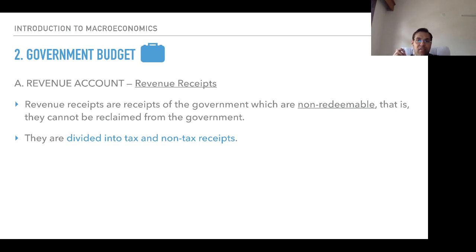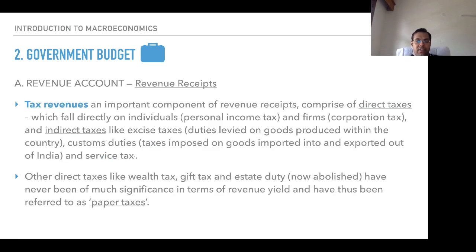So revenue receipts are divided into two parts, taxation receipts and non-taxation receipts. The first thing revenue receipts include is taxation receipts or taxation revenues, an important component of revenue receipts, which comprise direct taxes.